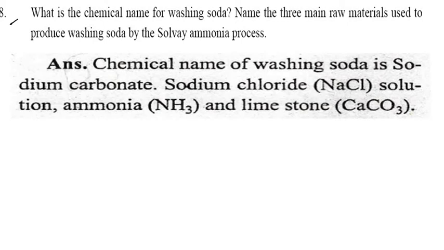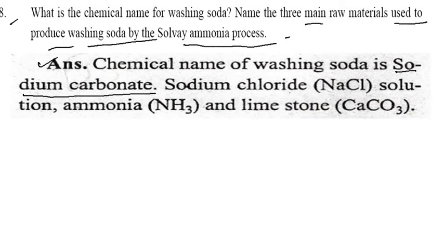Now come to the 8th question. What is the chemical name of washing soda? Name the 3 main raw materials used to produce washing soda by the Solvay ammonia process. So you have to write this answer. The chemical name of washing soda is sodium carbonate. So you have to write this one. Its name is sodium carbonate.